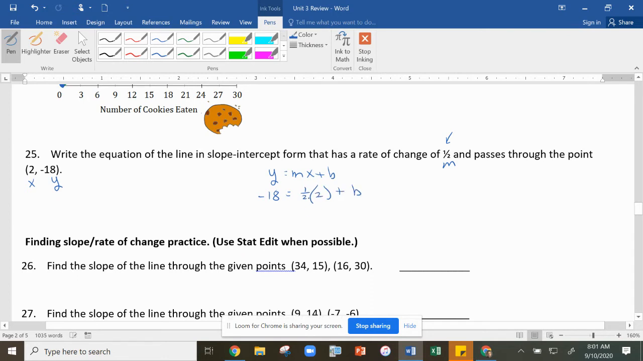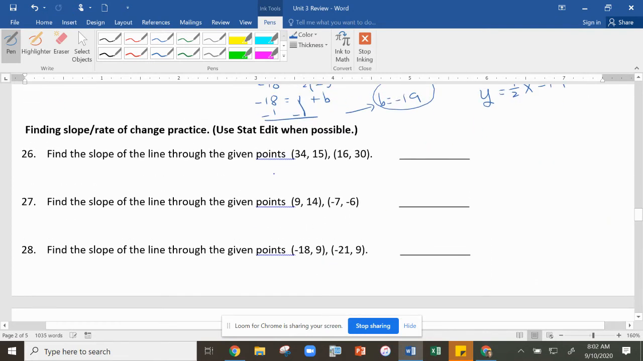And then we just simplify this down. So -18, I can't do anything. Half of 2 is 1. And then I'm subtracting 1 from both sides. I'm going to get b is equal to -19. And so now I know my m and my b. I can write my equation. So I'm going to get y equals 1/2 x minus 19.